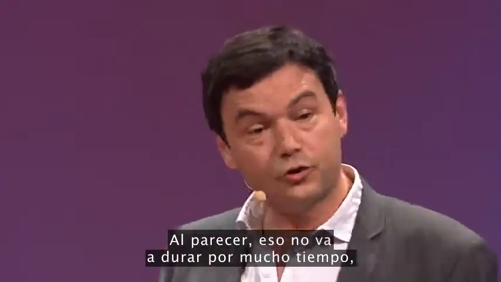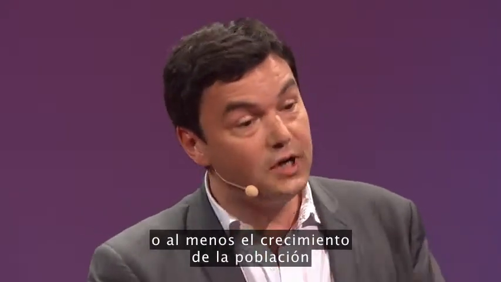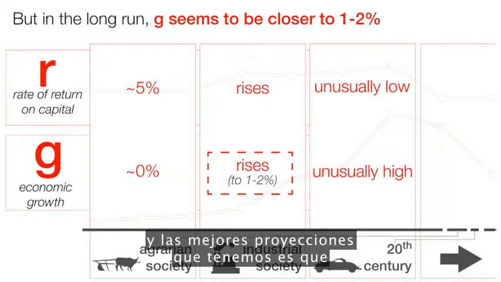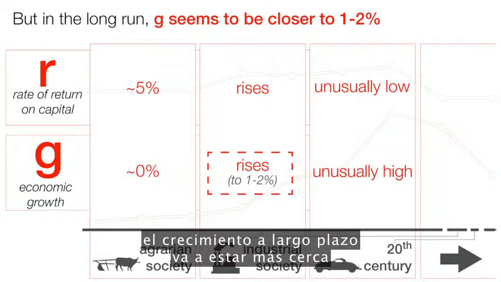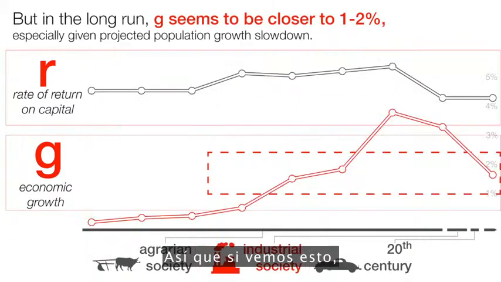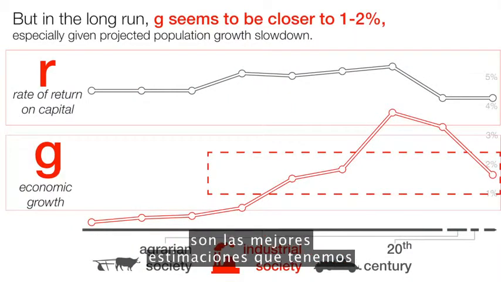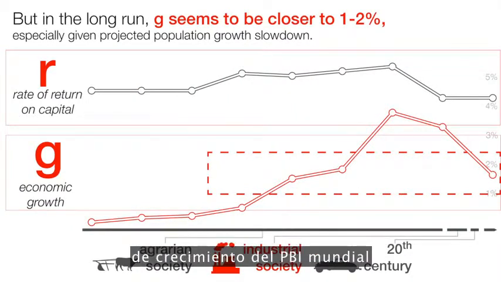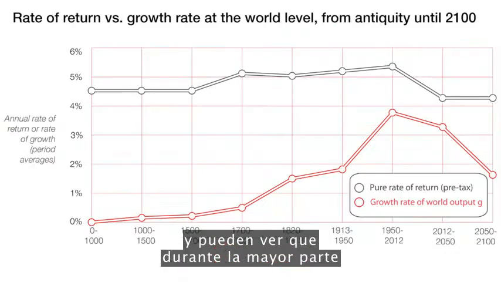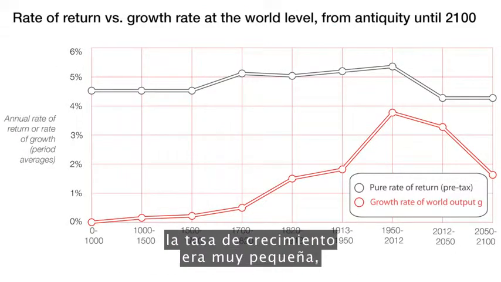Now, apparently, that's not going to last for very long, or at least the population growth is supposed to decline in the future. And the best projections we have is that the long-run growth is going to be closer to 1 to 2% rather than 4 to 5%. So if you look at this, these are the best estimates we have of world GDP growth and average rates of return to capital. So you can see that during most of the history of mankind, the growth rate was very small, much lower than the rate of return.